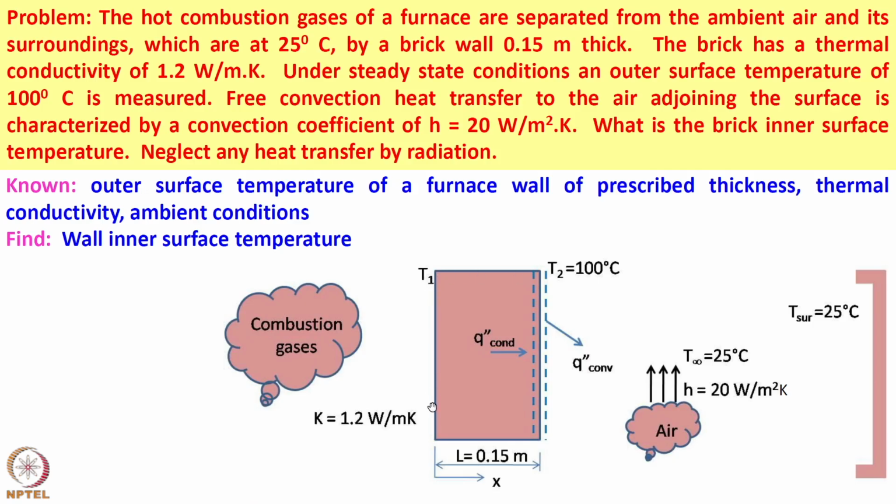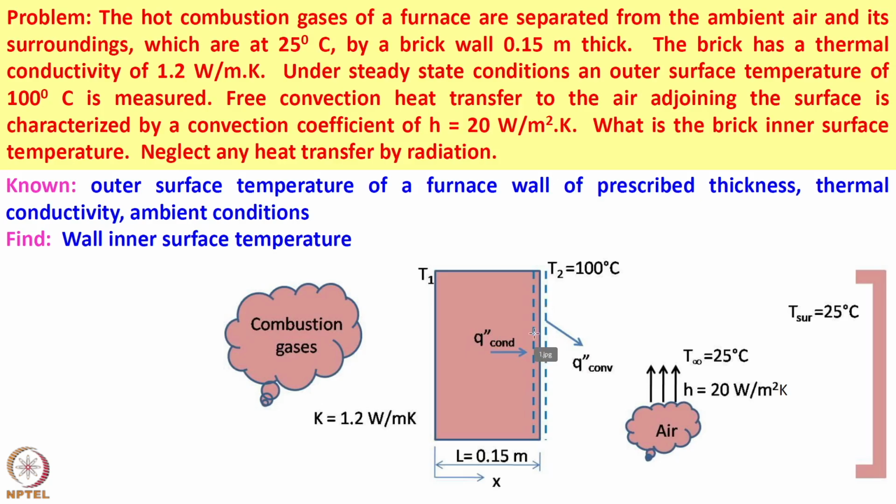You have a brick wall and this is the outside. What you see here is the outside. The outside surrounding temperature is 25 degrees centigrade. Under steady state condition, the outer surface temperature is 100 degrees. That means this surface is maintained at 100. They want this surface to not go beyond 100.